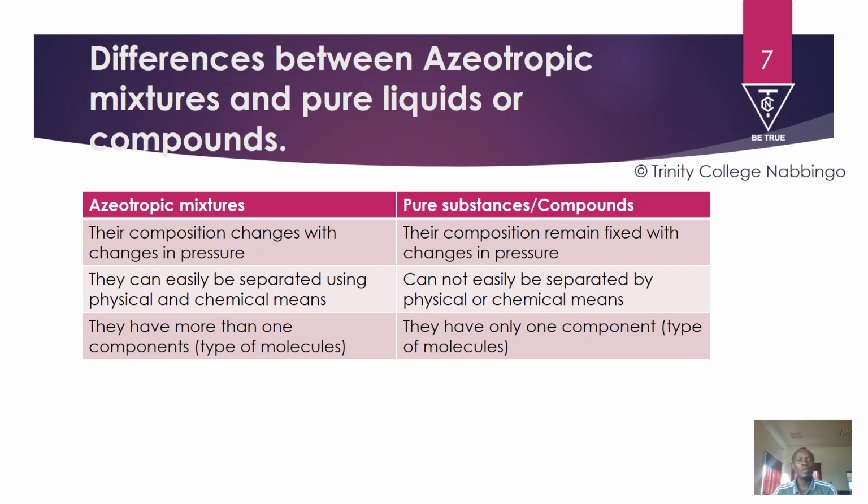Another difference that tells us that azeotropic mixtures are not compounds is that they have more than one component or type of molecules. If you check the azeotropic mixtures by doing some chemical tests, we shall find that the azeotropic mixture has different components. But a pure substance, for example water, has only one type of molecules, that is the water molecules. But in an azeotropic mixture, for example an azeotropic mixture of ethanol and water, you will find ethanol molecules and you will also find water molecules. Those are some of the differences between azeotropic mixtures and compounds.